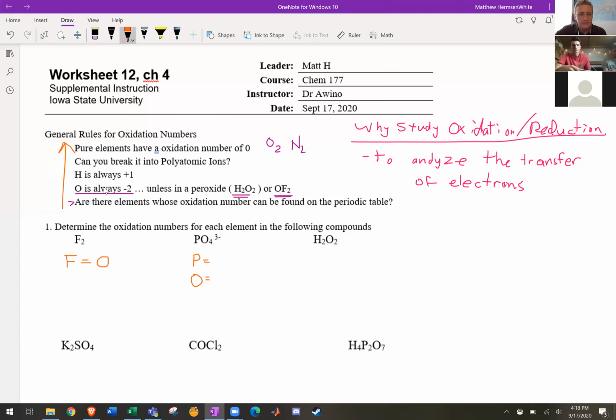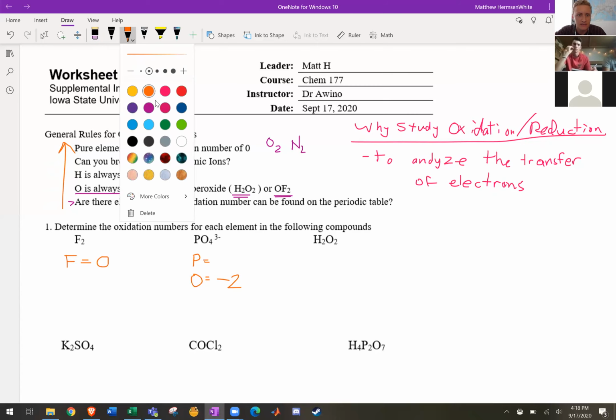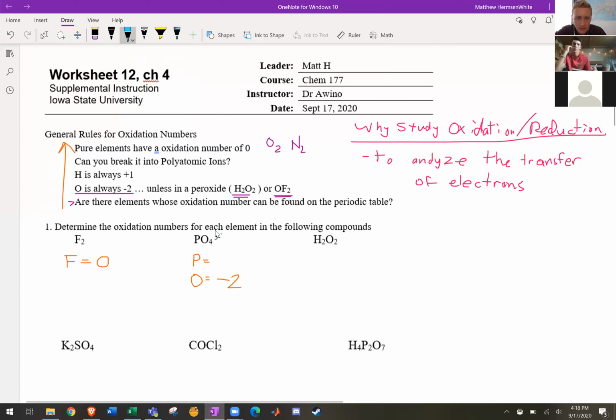So let's look at our rules, and we're going down from the top. Okay, pure elements, no. Polyatomic ions, no. Hydrogen, no. Well, the next rule is oxygen is -2. So oxygen, we're going to say equals -2. Now we don't do 4 times -2 for the total; we just do each oxygen is -2. Now, how could we find the total for this phosphorus? Well, here we're going to realize that the total for this polyatomic ion is -3. So the total charge of this is going to be equal to -3.